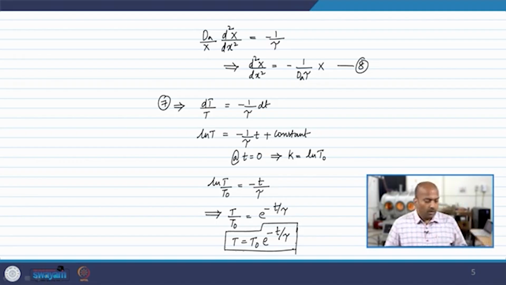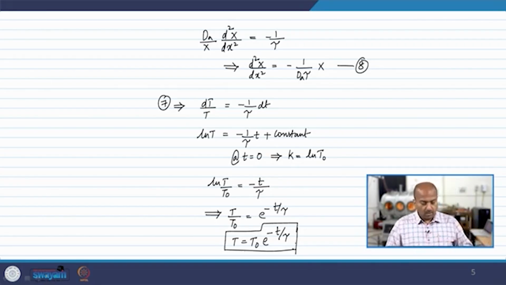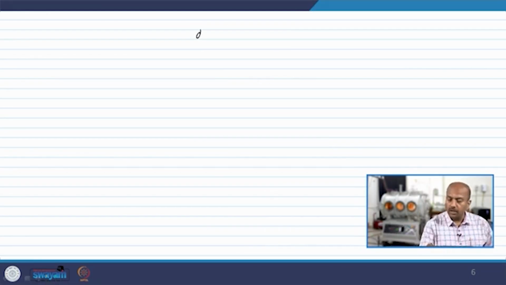Okay. Now, how about the other part? So, T of t equals T naught e to the power of minus t by tau is one solution. Similarly, we have to take the other part, which is d square X by dx square equals minus X by D_a tau.